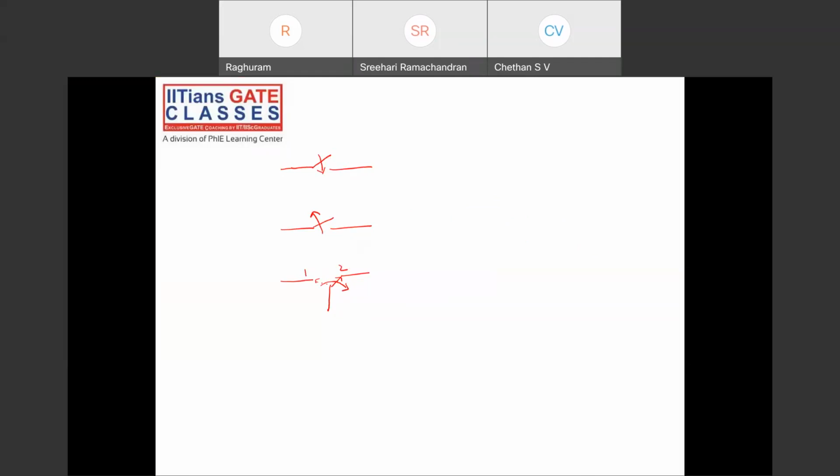Okay. So tell me the first one. What does this indicate? This indicates t equal to 0. This indicates the switch is closed at t equal to 0.